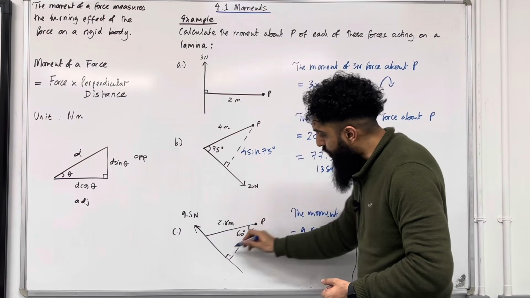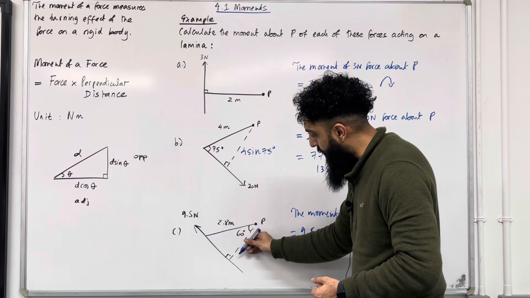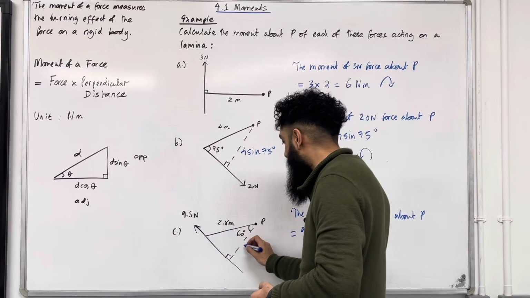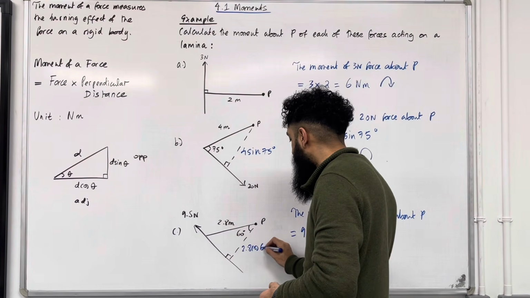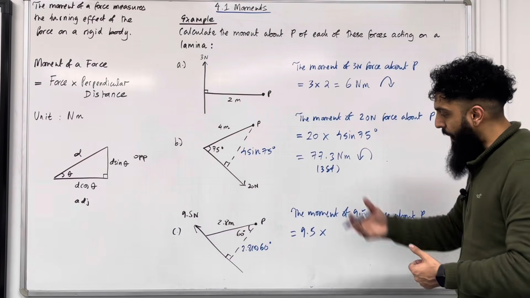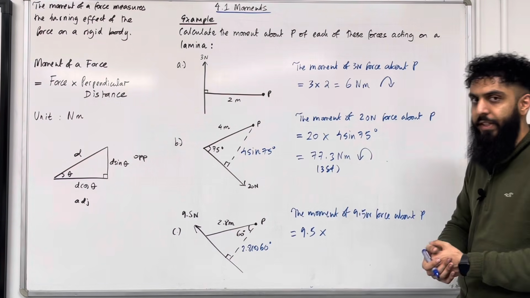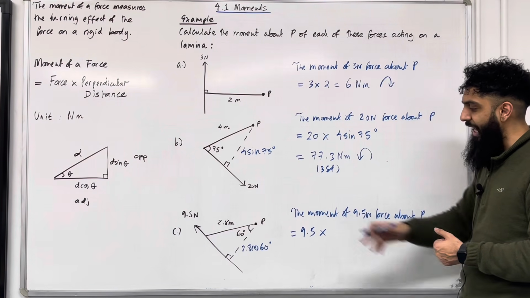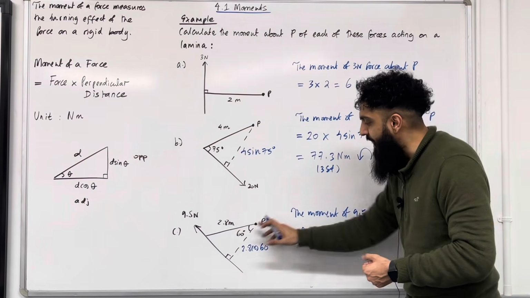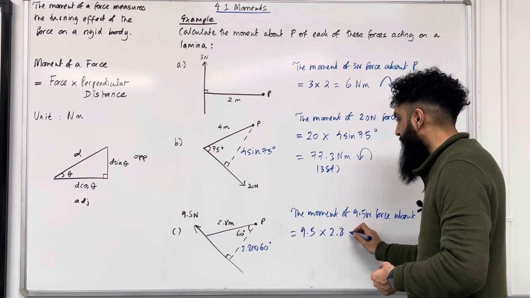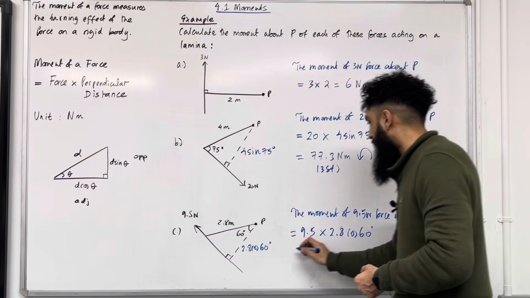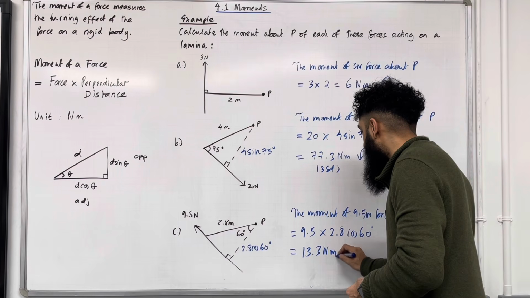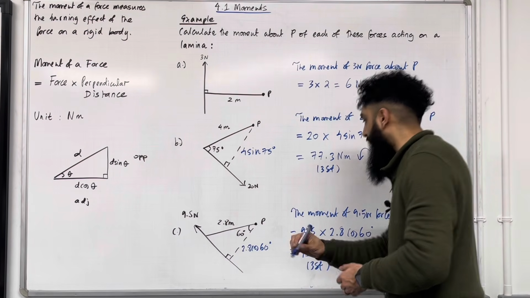Now we've got a right angle triangle. This represents the adjacent because it's got the right angle and the 60 degrees. So that side is calculated by taking 2.8 cos 60 degrees. So the perpendicular distance is 2.8 cos 60 degrees. Hence, the moment of 9.5 Newton force about P is equal 9.5 multiplied by this perpendicular distance. So if I put this into my calculator, I get 13.3 Newton meter to 3 significant figures.